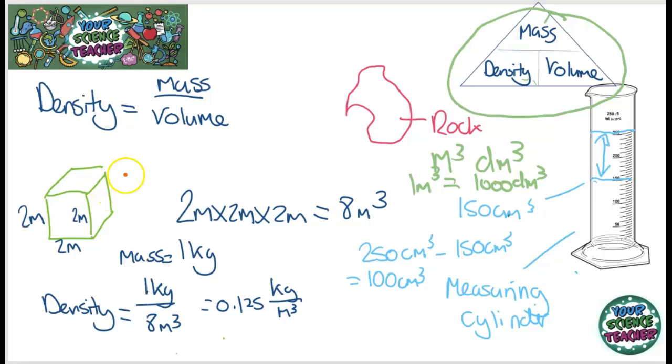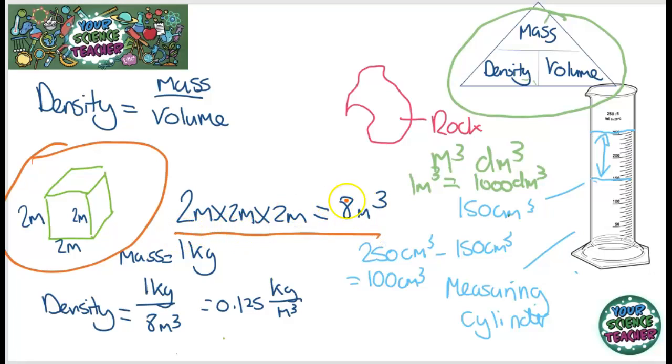It's really easy to calculate the density of a regular shape. Look over here, for example, at this cube. This cube has side lengths of 2 meters. So in order to calculate the volume of that cube, all you need to do is multiply them together and you get 8 meters cubed. And if this cube has a mass of 1 kilogram, then it would have a density of 0.125 kilograms per meter cubed. However, not everything is a perfect shape.